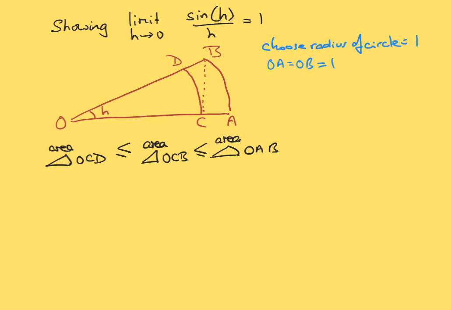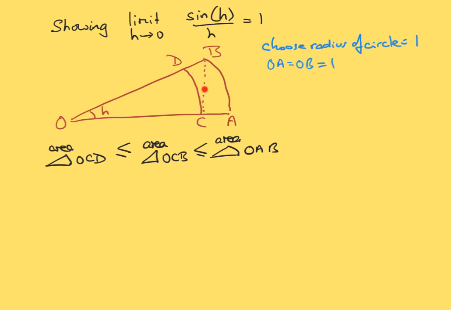So this is the limit that we want to show, that as h approaches 0, sine of h divided by h tends to 1. And to do that, I'm going to start off with a sector of a circle, and I'm going to, for simplicity, say that the radius of this circle, so the distance O to A and O to B, is 1. And OA is OB is 1. So what can we say about the other points? Well, what I've done here is I've dropped a perpendicular from B to the line OA.